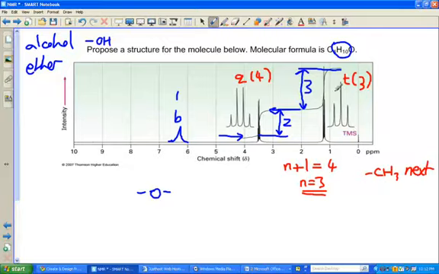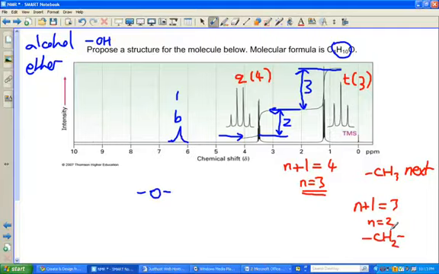All right. And when we do the same thing here, n+1 in this case equals 3. Therefore, n must equal 2. Therefore, these 3 hydrogens are next to 2 hydrogens. Therefore, if this is a peak representing 3 hydrogens, probably a CH3, and it's a triplet, it means it's next to 2 hydrogens, which is probably a CH2.